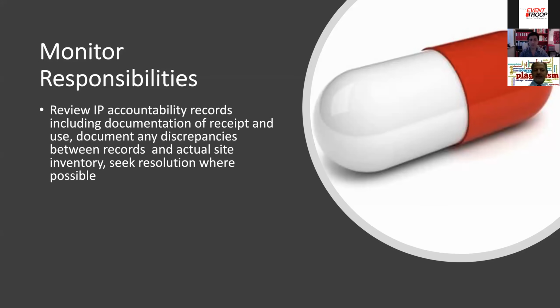Well, they're going to review your IP accountability records. They will look at every receipt that was sent. They will look at every drug accountability log. And if there is drug which cannot be accounted for, we need to know what happened to it. Where did it go?